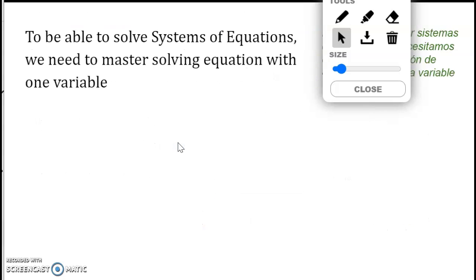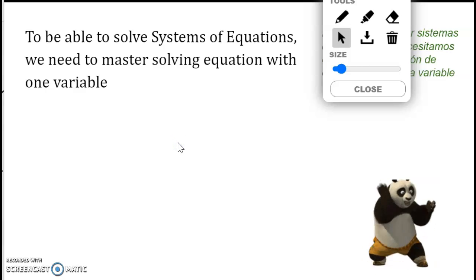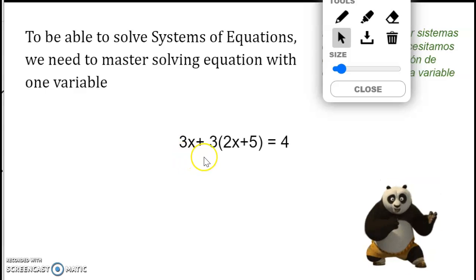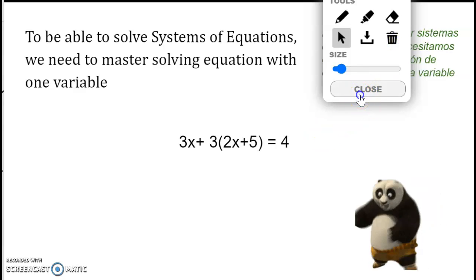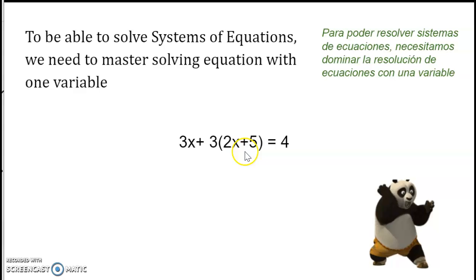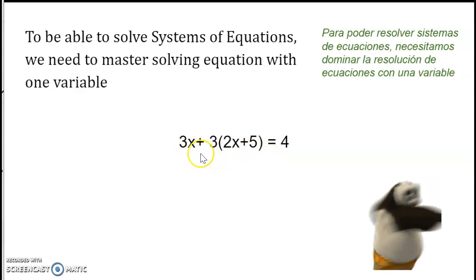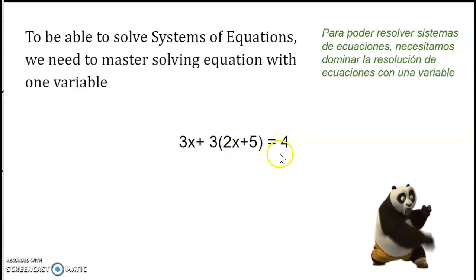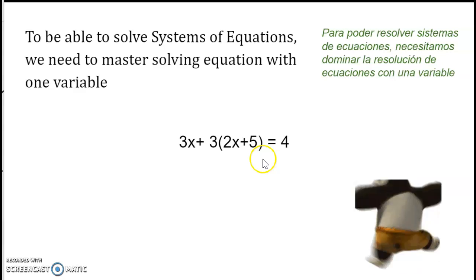So to be able to solve systems of equations, we need to master solving equations with one variable. It is a skill that you are going to need in order to be able to solve more complicated problems like this. Believe me, if you're using guessing and checking, you're not going to be able to solve this problem. You can't try one. Oh, one doesn't work. Try 2. No, it doesn't work. Try 3. It doesn't work. Or try -1. It doesn't work. You know what? You cannot do that. It's going to take you forever. And besides, you're not going to try all the half numbers like 1.5, 2.7, or anything like that.